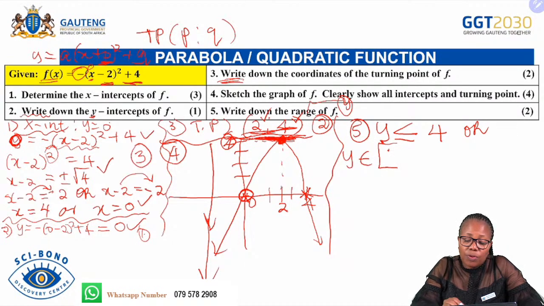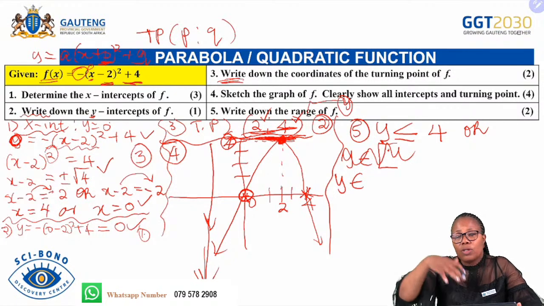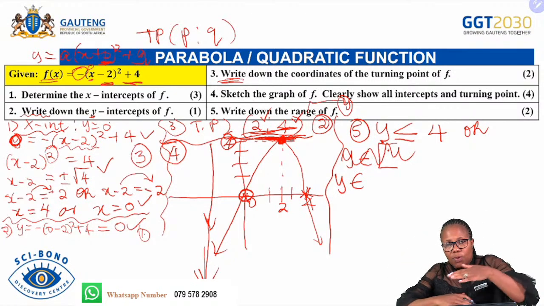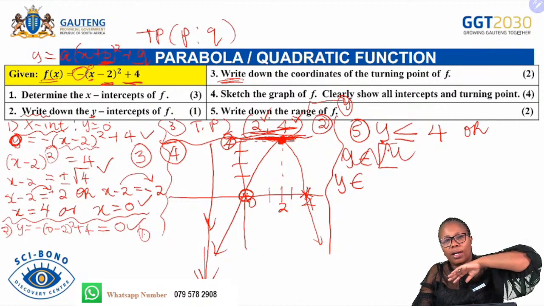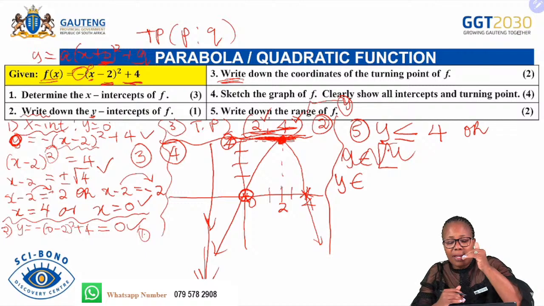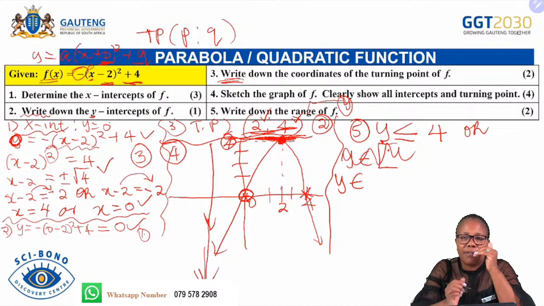Therefore, it's a square bracket starting from 4 going down. Okay, you must always start with the smaller one. That means it will be y is an element. Remember, we are going to the negative infinity. So negative infinity is smaller than 4. So this notation is very important. You need to check. You start with the smaller number. In this case, it is the negative infinity.